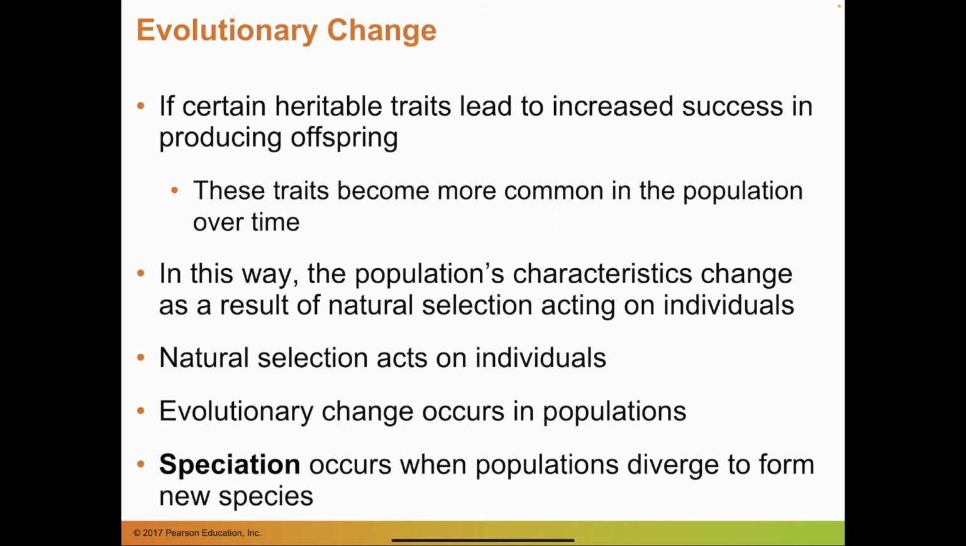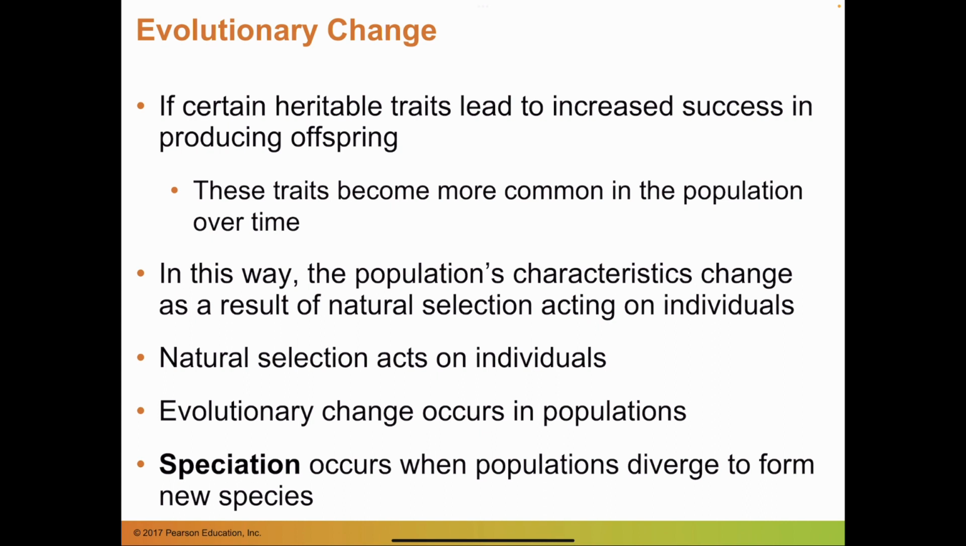So if an inherited trait is going to increase your success in producing offspring, in other words, if that hair color on an animal protects it from getting eaten, then it can have babies, and those babies will have that same hair color, and they won't get eaten as often. So it's a good thing. And that trait will end up getting passed on through a population. So you'll start to see a population maybe only have that kind of hair color that's going to allow them to survive. So in this way, the population's characteristic will change as a result of natural selection. So basically, nature selected that trait for that organism to survive with.